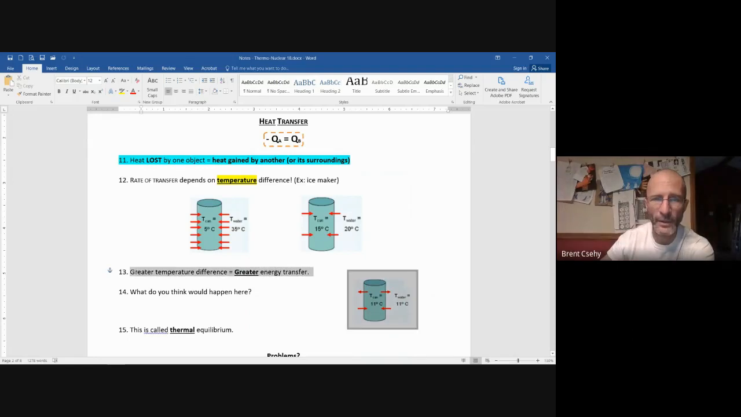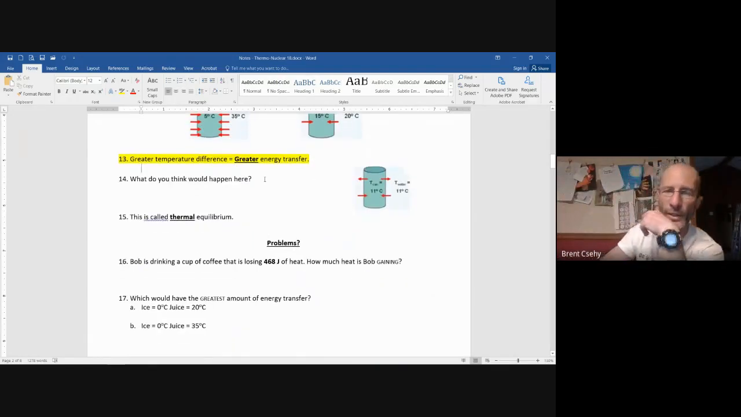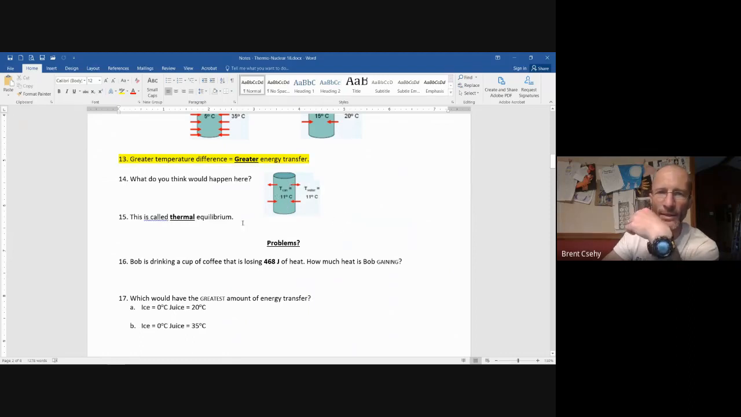In fact, there it is right there. Here's what I just said. The greater the temperature difference, the greater the energy transfer. Again, the bigger the hill, the faster the fall, if you want to look at it like that. So here it asks, what do you think would happen here? The temperature of the can is 11, the temperature of the water is 11. Well, if you look close, you'll see arrows going in and out, and this is called thermal equilibrium. It just kind of doesn't stay put, but pretty much what goes in is what comes out. It's basically the same.